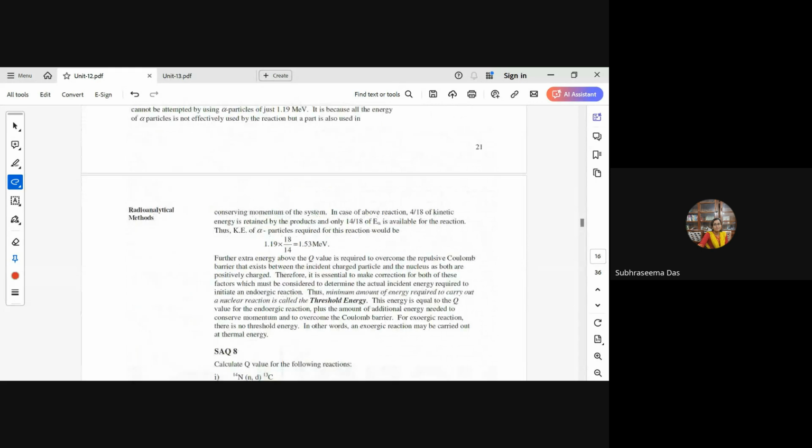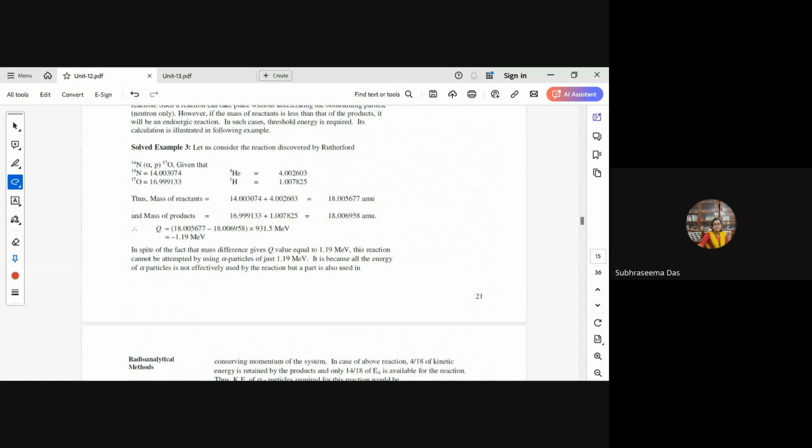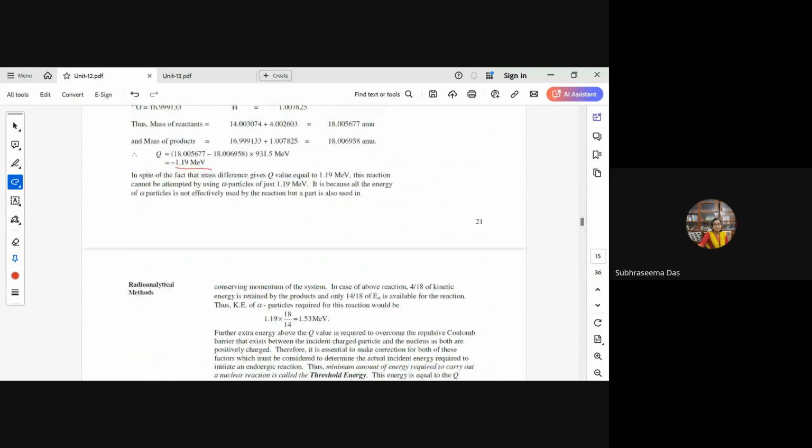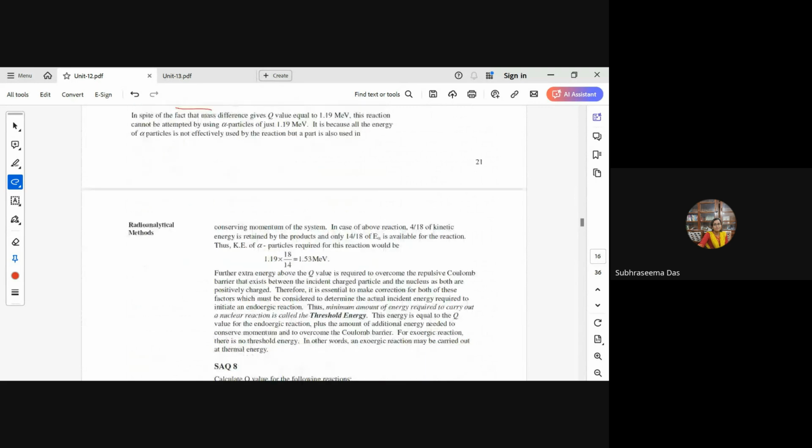Now, in example 3, it has been shown how to calculate the Q value. We all know that a certain amount of energy is needed to carry out a nuclear reaction, and this is called the threshold energy, similar to the threshold energy needed to induce the starting of a chemical reaction. This minimum amount of energy that we need to carry out a nuclear reaction is called the threshold energy.